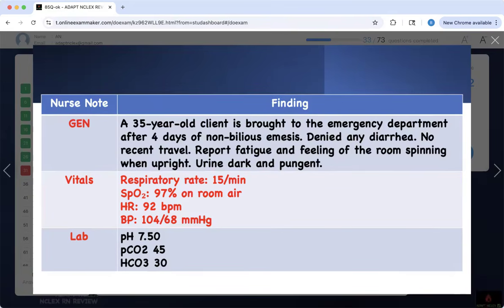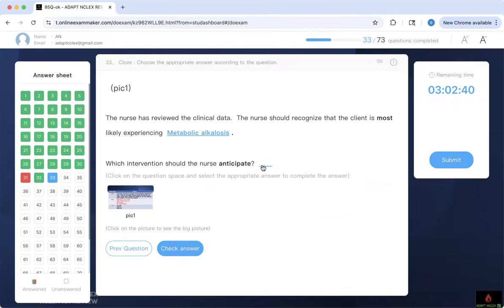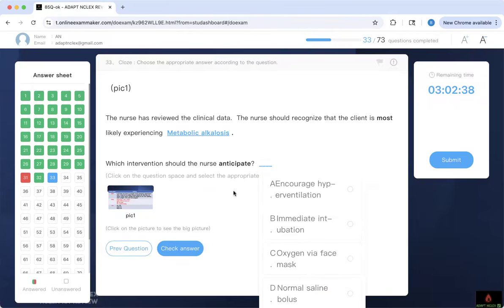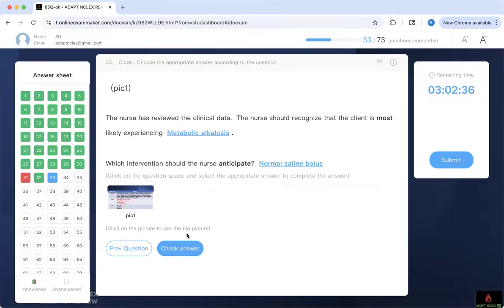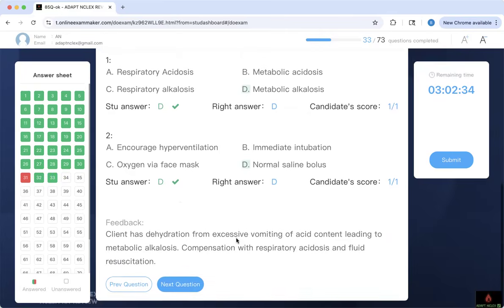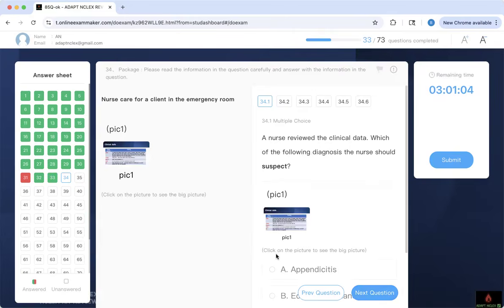Saturation 97. Why do you want to give them oxygen? Patient is vomiting. He has dehydration. Therefore, normal saline bolus. This is a straightforward next generation NCLEX question. Next generation NCLEX. Like I told you, this is a hard one.